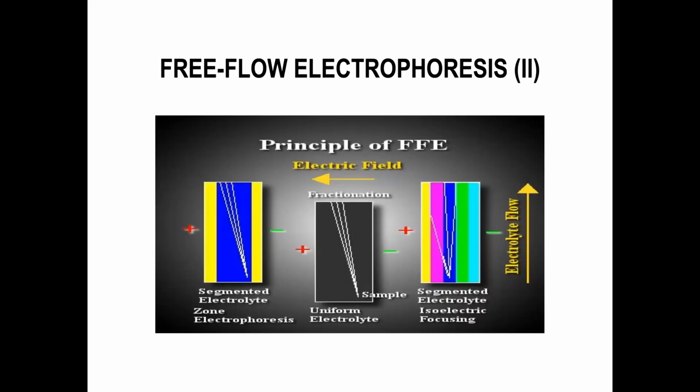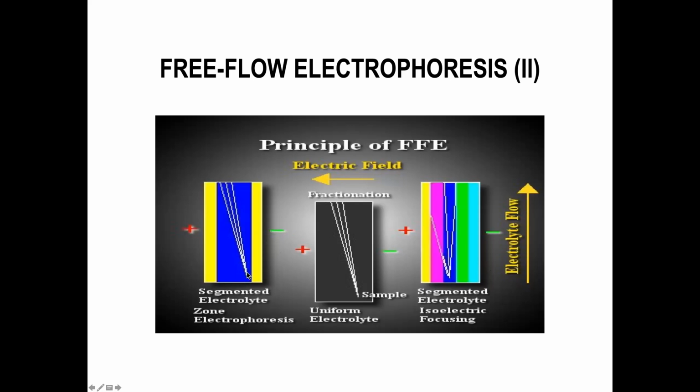So what you do is you apply your sample, and basically you have a sheet of fluid that moves in one direction of liquid. And in this liquid, you have an electrolyte. And either the electrolyte is uniform or it's segmented, or there are several segmented electrolytes. And then you apply an electric field perpendicular to the flow direction of the liquid.